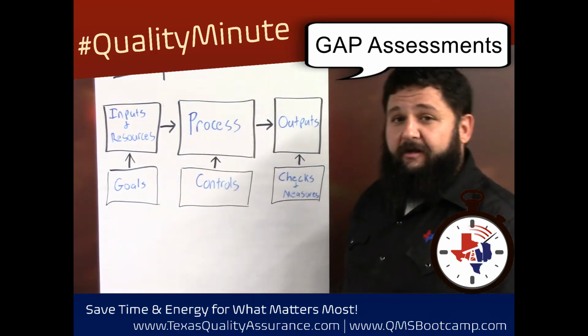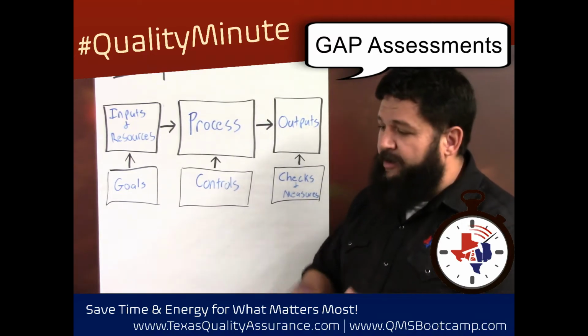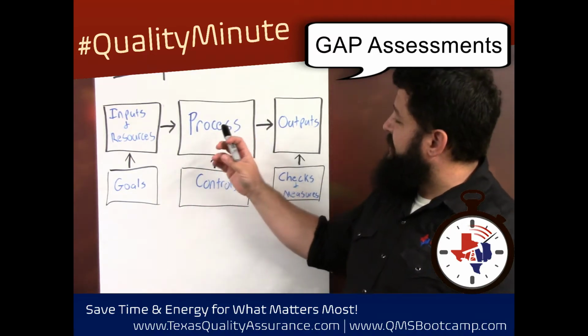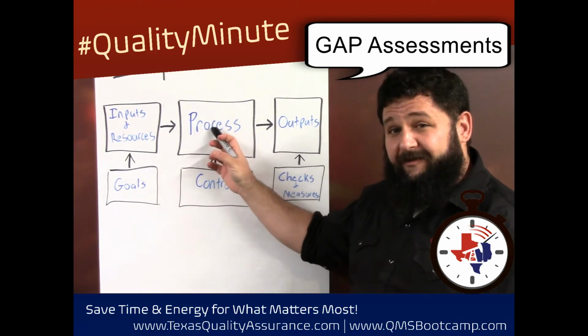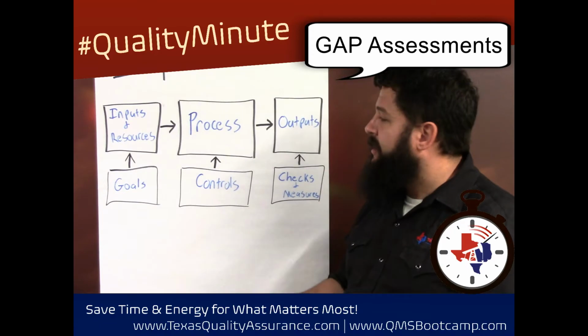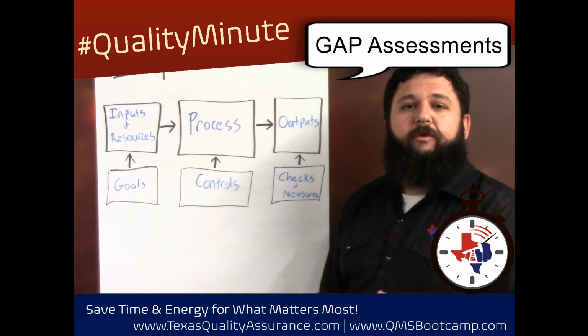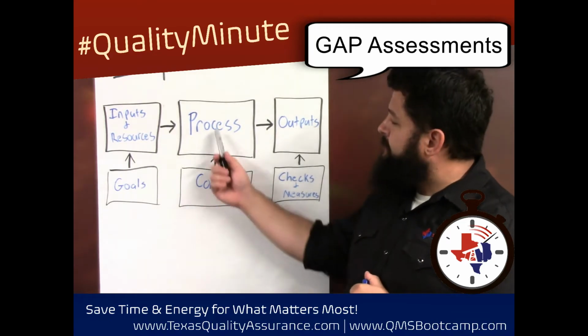So we're going to take a look here at the tool that we use with Texas Quality Assurance. So, giving away a little bit of the secret sauce here. But the first thing is we identify the process. What's the process that we're working with? Let's say, for instance, this was how we qualify our welders. So we're working with our welder qualification process.